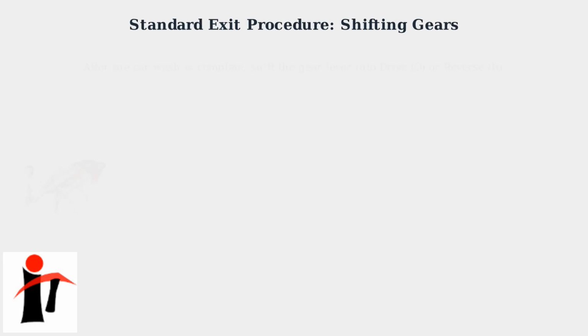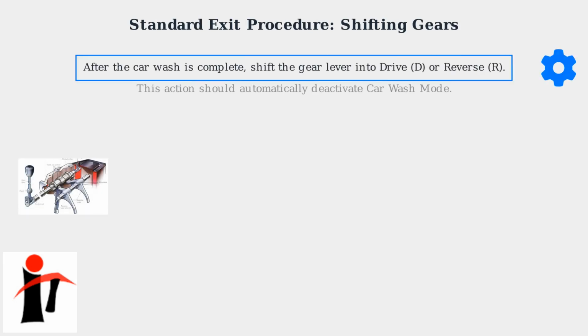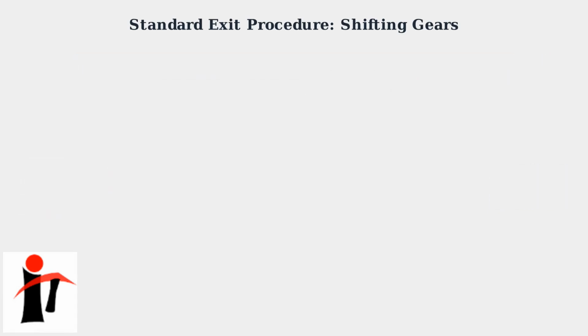The simplest way to exit car wash mode is by shifting the gear lever into drive or reverse after the car wash is complete. Under normal circumstances, this action should automatically deactivate the mode. If the issue persists after trying this, continue watching for the next possible solution.